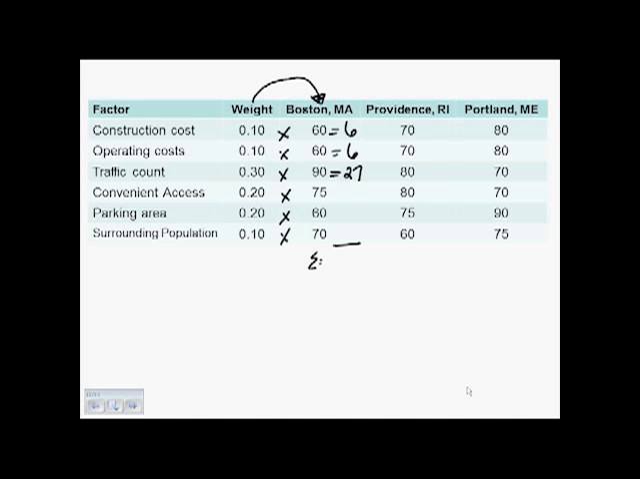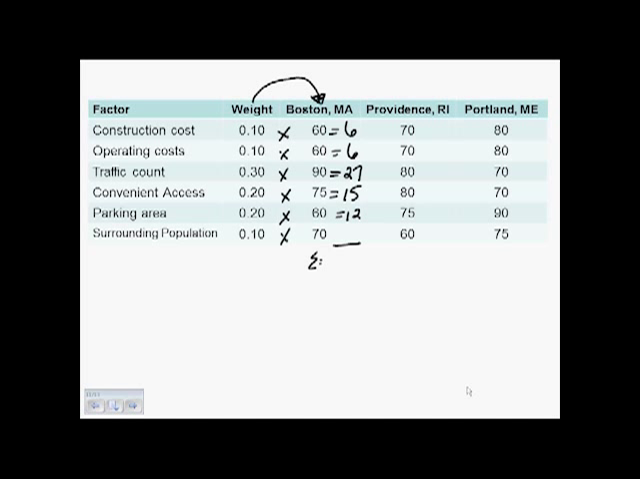Convenient access, we scored it at a 75. It has a weight of 0.20, and multiply those together and you should get 15. Parking area at the site we're looking at earned a 60. Its weight is a 0.20. So if I multiply those together, I should have a 12.